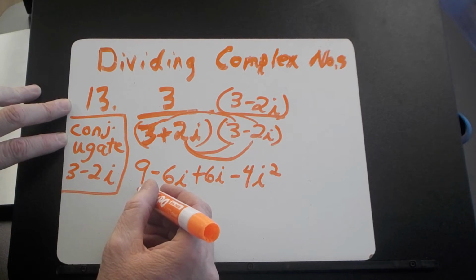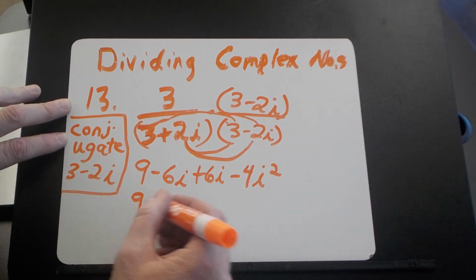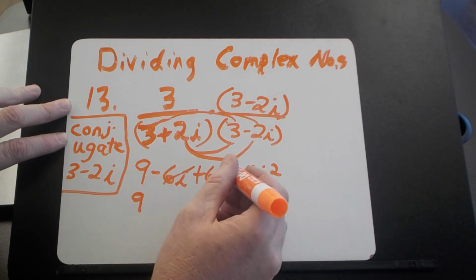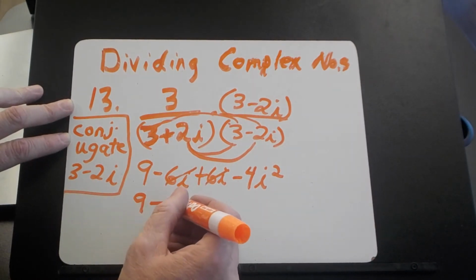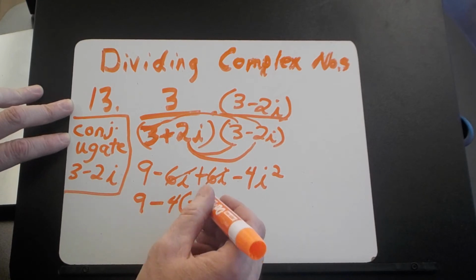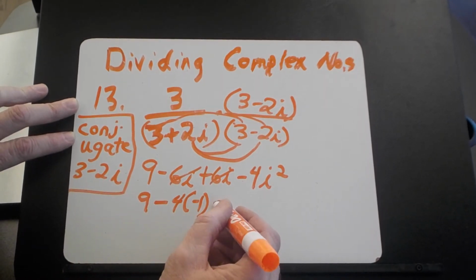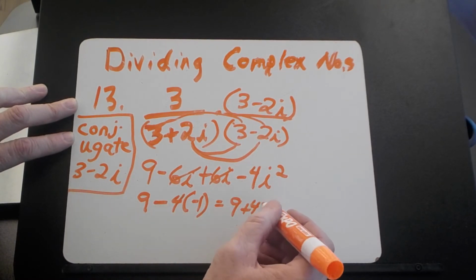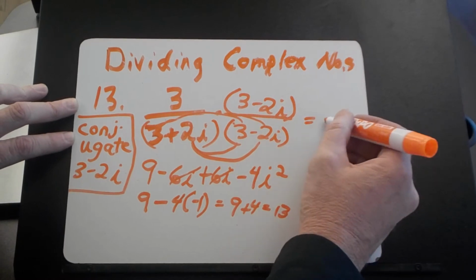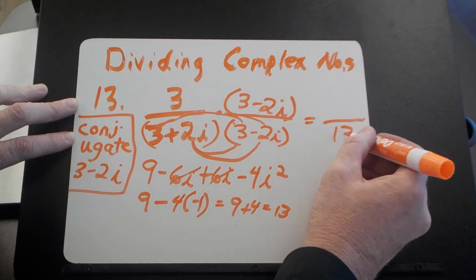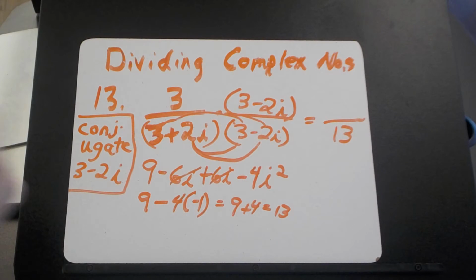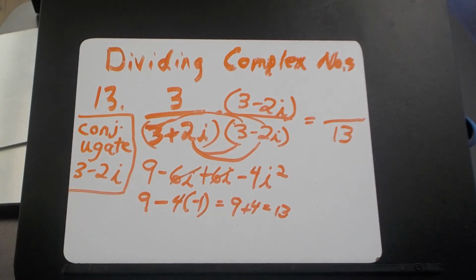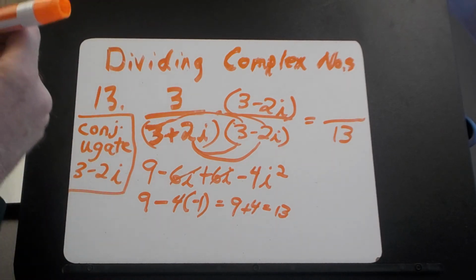So I have 9, and the negative 6i and positive 6i cancel out. Minus 4 times negative 1, which is the same as 9 plus 4. Negative 4 times negative 1 is positive 4, which is 13. By multiplying, we've taken the i out. We don't have any imaginary numbers in the denominator anymore.